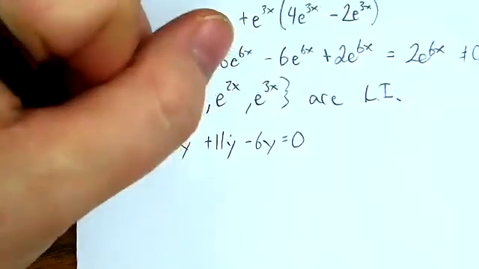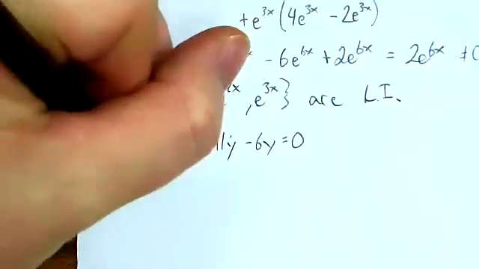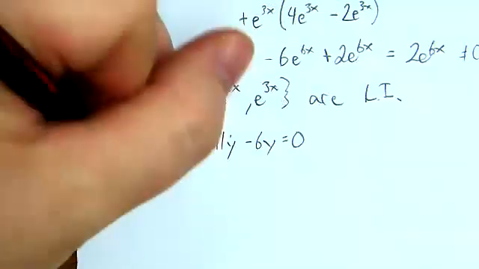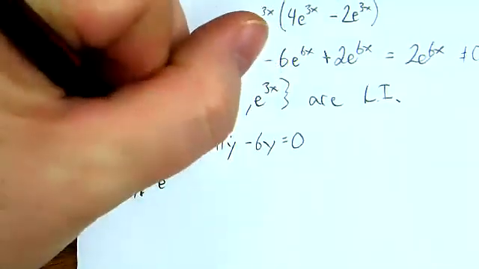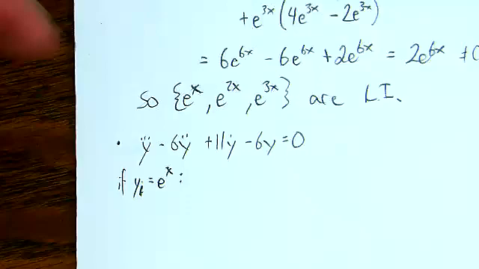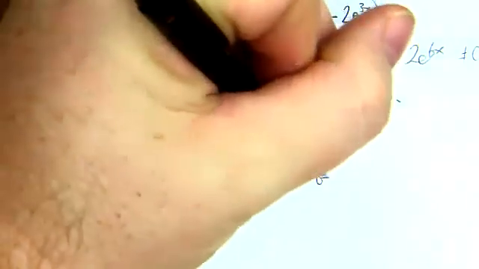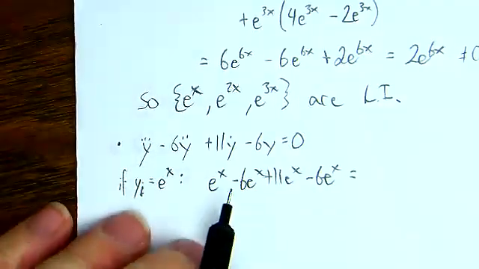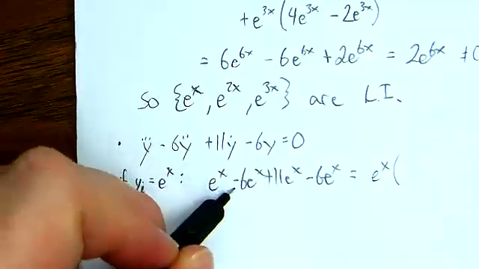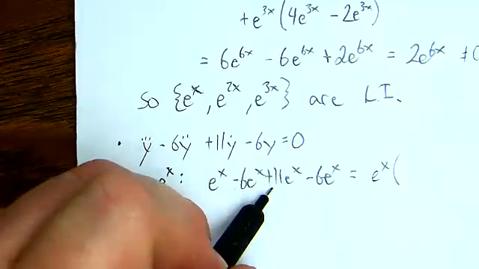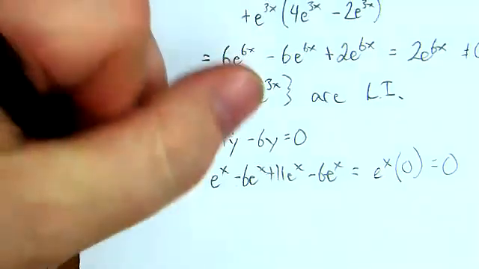So we can check with each one of these, letting y1 be equal to e to the x. This gives us e to the x minus 6e to the x plus 11e to the x minus 6e to the x. I can factor the e to the x out, giving us 1 minus 6 is -5. -5 plus 11 is 6, minus 6 is 0. So that solves the differential equation.